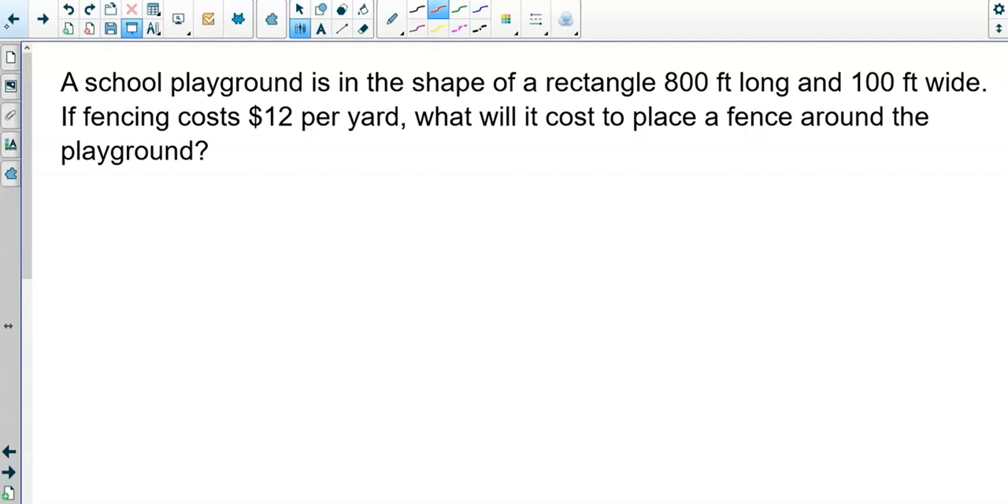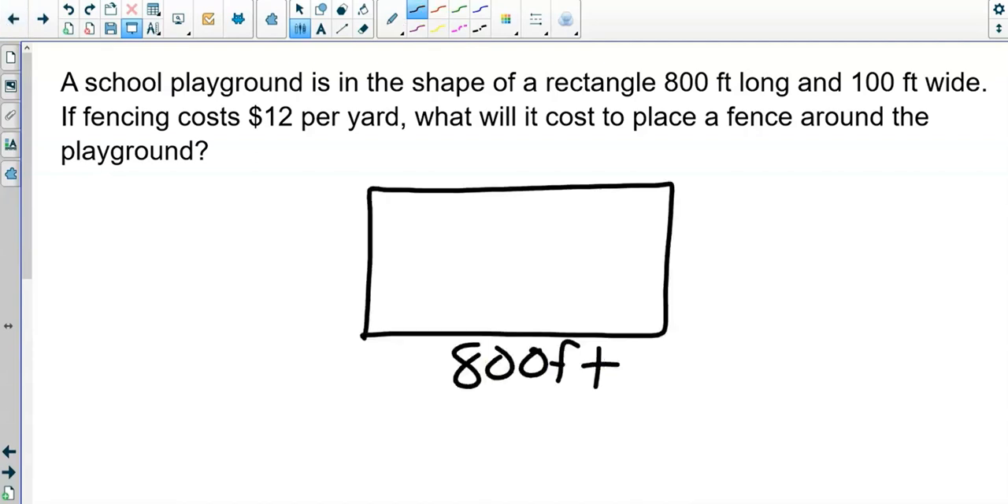So in geometry, I already mentioned this in 10.1: draw yourself a picture. You have a rectangle that is 800 feet long and 100 feet wide. I usually let the length be down at the bottom and the width be on the side, but it doesn't really matter. Length and width are kind of interchangeable. Okay?